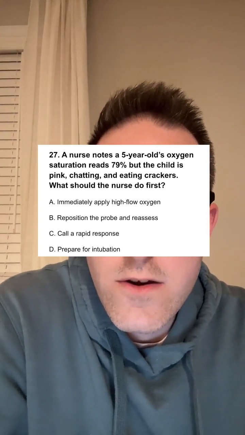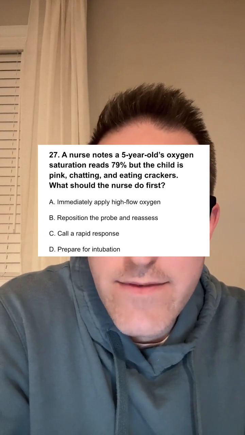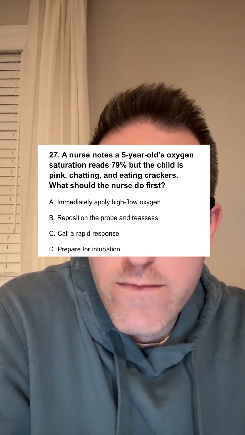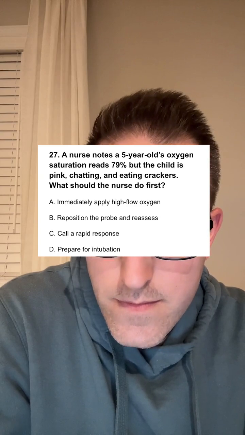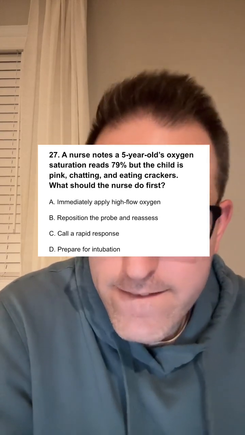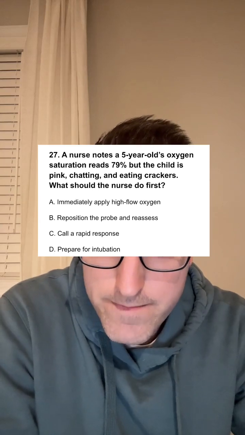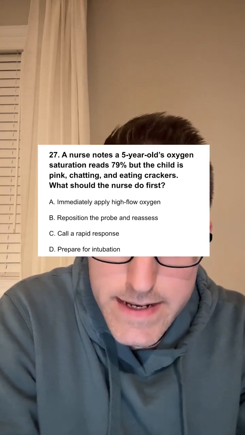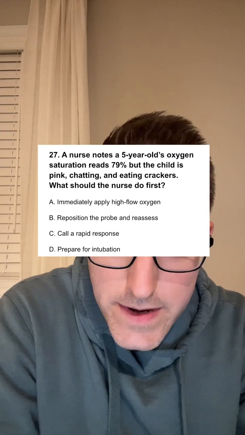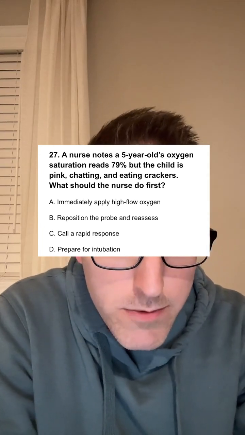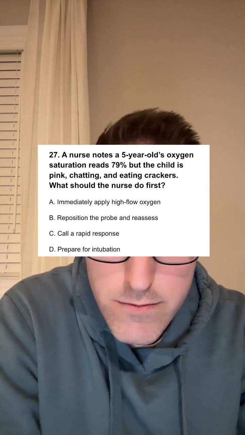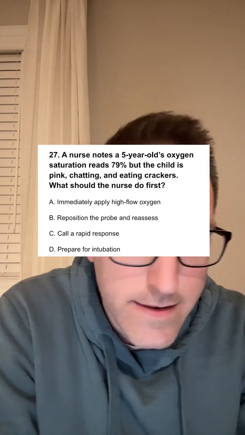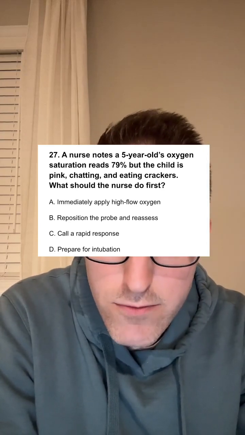A nurse notes a 5-year-old's oxygen sat reads 79%, but the child is pink, chatting, and eating crackers. What should the nurse do first? Yeah, exactly. It should be B. If it's saying 79, but they don't look like they should be reading 79, we're going to check that probe and just reassess, make sure we're getting a good waveform. There's probably artifact. You're not getting a good pleth. So you just reassess first.